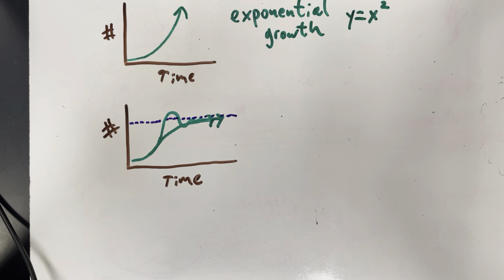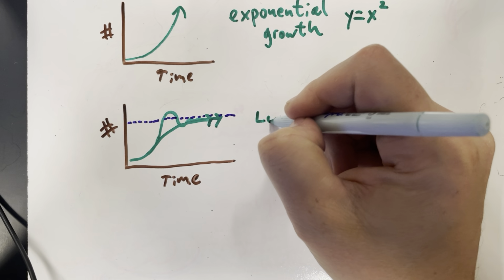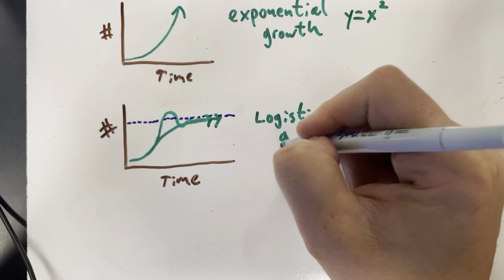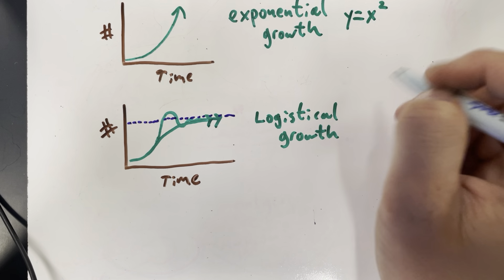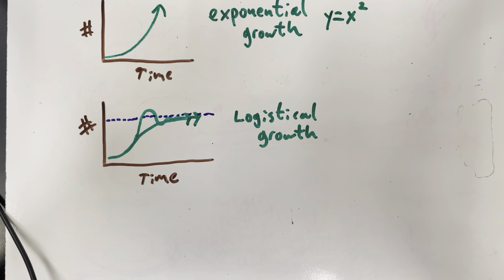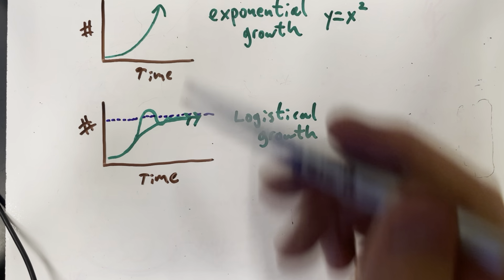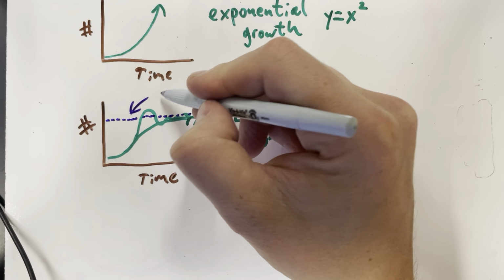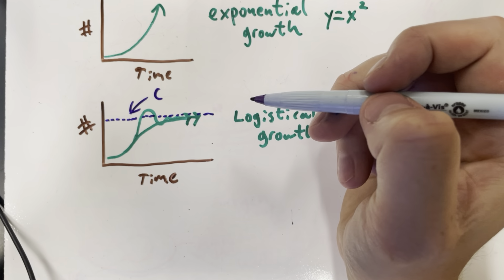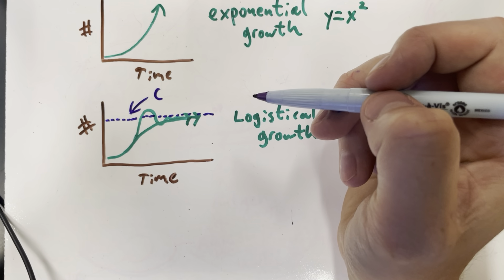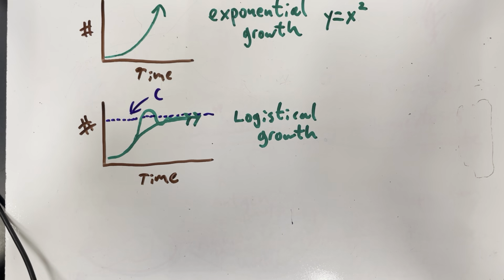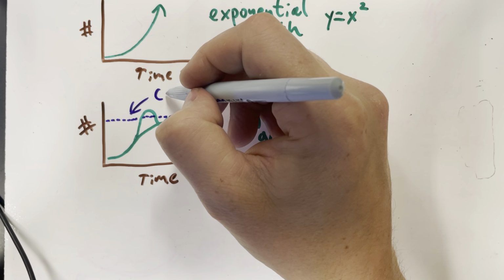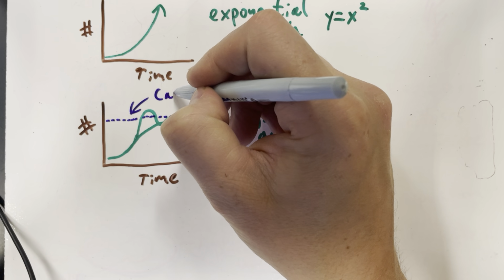This type of growth is called logistical growth. And it's where it meets that maximum level. What's the maximum level called for a population? We talked about it in the video. Humans have a theoretical one of these. We're not sure what level it is. Yeah, carrying capacity is the term.